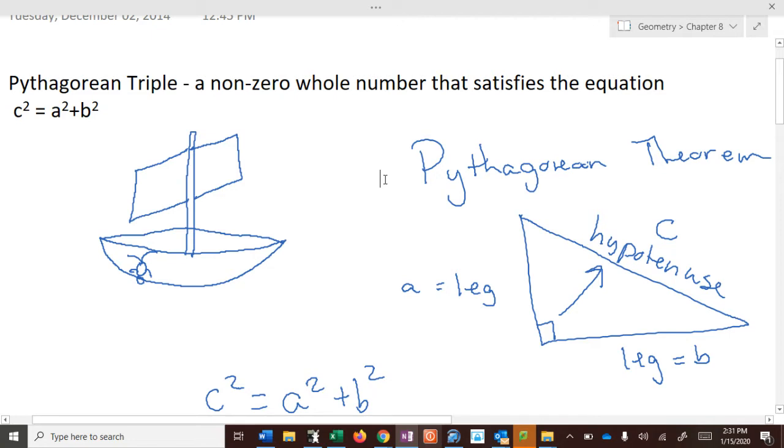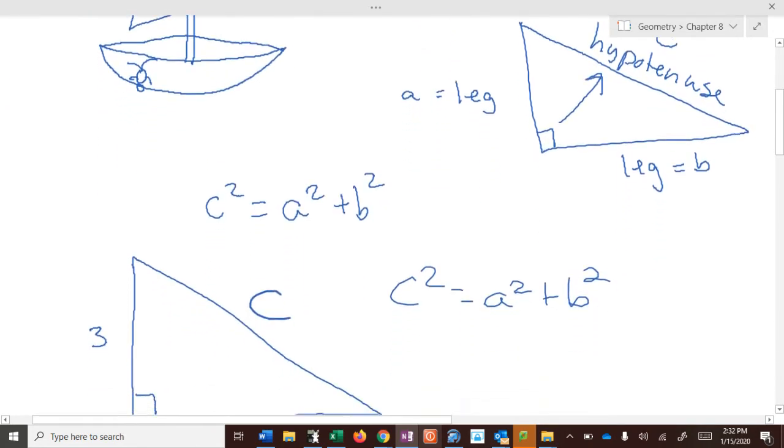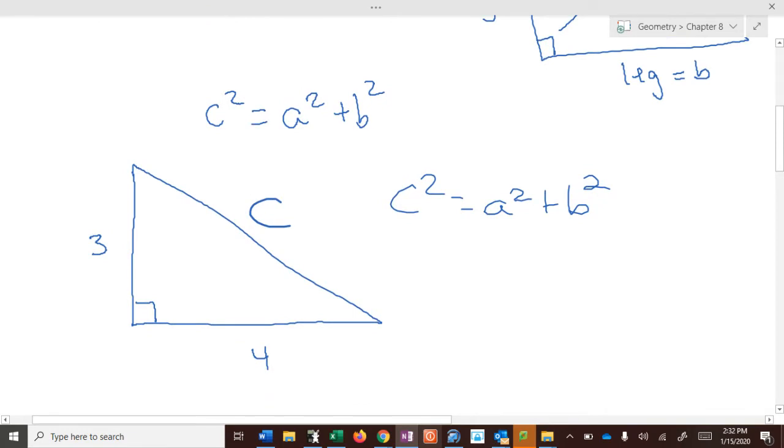All right. So, the Pythagorean theorem is this. The hypotenuse squared of a right triangle is equal to the sum of the squares of the legs. Now, that's kind of complicated to say, so we made it so much easier. If you make the hypotenuse of a right triangle C and the legs A and B, C squared is equal to A squared plus B squared. Okay? C squared is equal to A squared plus B squared. So let's look at an example of this.